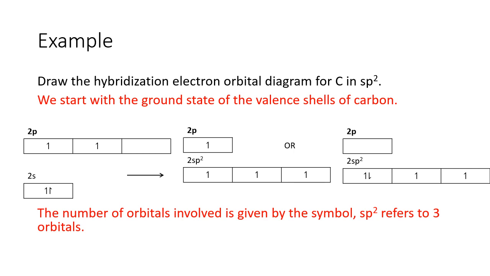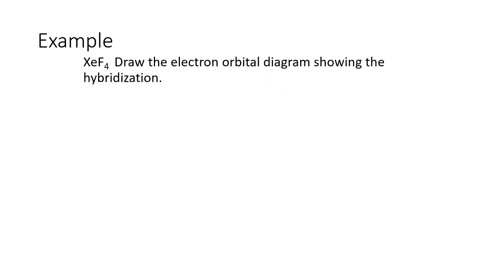Let's try a specific case. Our specific case is going to be xenon tetrafluoride. Draw the electron orbital diagram showing the hybridization. So I want you to draw the Lewis structure for this and see if you can correctly fill the hybridized orbitals. Try to draw the diagram correctly. I will reveal the answer after an awkward pause. So if you need to, pause here so you can do the things and then try it.